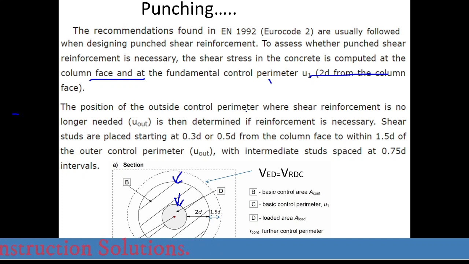Now consider the position of the outer control perimeter where shear reinforcement is no longer needed. We should not provide shear reinforcement outside the outer perimeter. That position is u_out, the outer perimeter, which is determined if reinforcement is necessary. So we need to provide reinforcement within 2d, or we may provide some reinforcement between the basic perimeter and the outer perimeter.